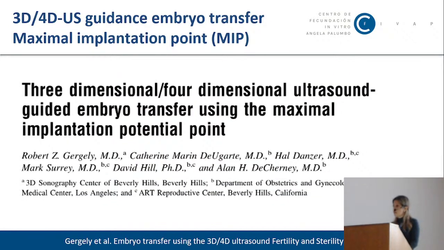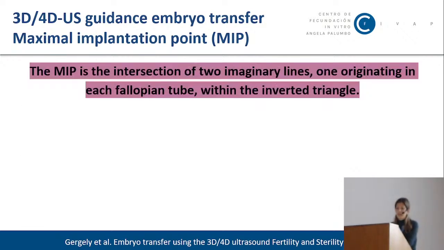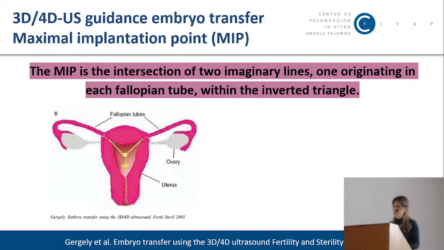And this is the first paper addressing the use of 3D and 4D ultrasound guidance during embryo transfer, published in 2005. They evaluated the use of 3D in conjunction with four-dimensional ultrasound, using the maximal implantation potential point in order to facilitate embryo transfer and potentially improve the pregnancy rate. In this paper, the author defined the midpoint as the intersection of two imaginary lines, one originating in each fallopian tube within the inverted triangle of the uterine cavity.